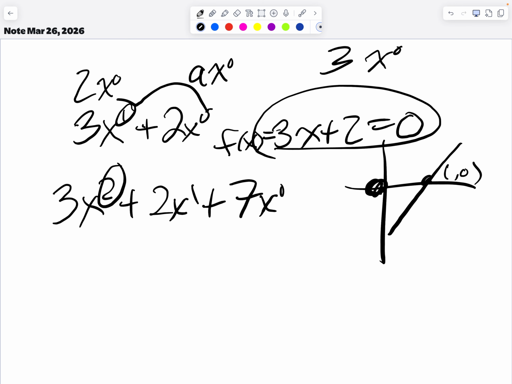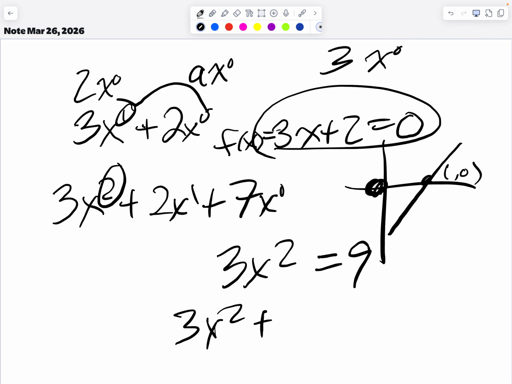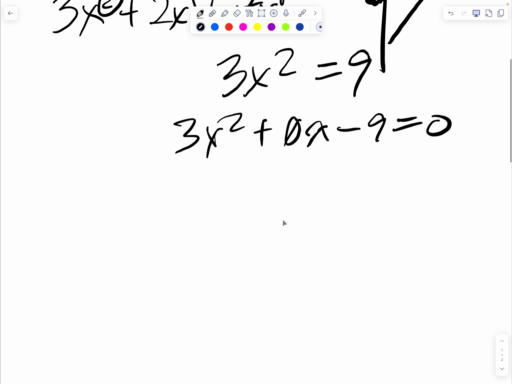So you could have this 3x squared equals 9. That's really 3x squared plus 0x minus 9. You can always put it in that form, right? And now you have your A, B, and C. Yeah? Yeah, I see that.